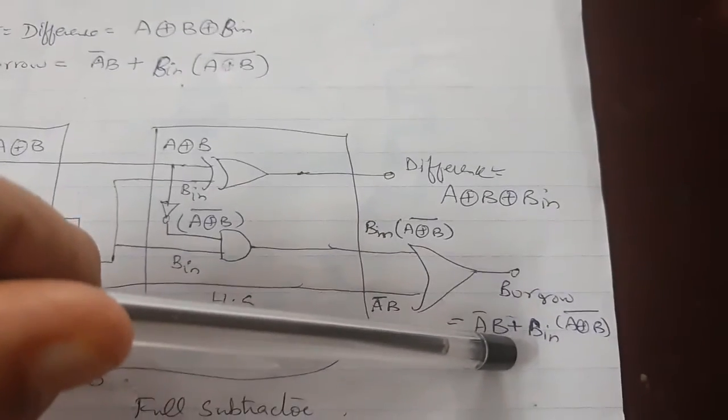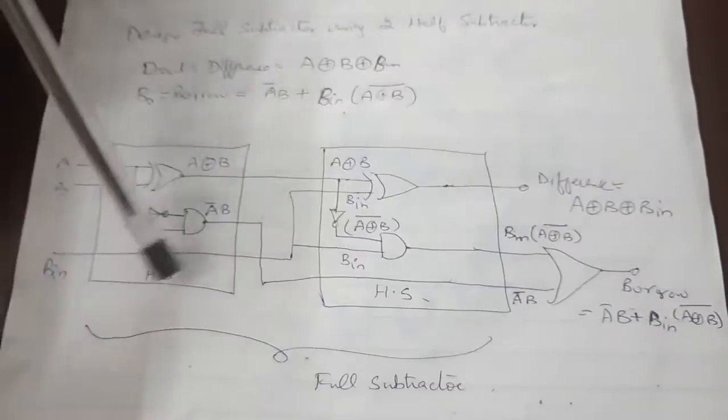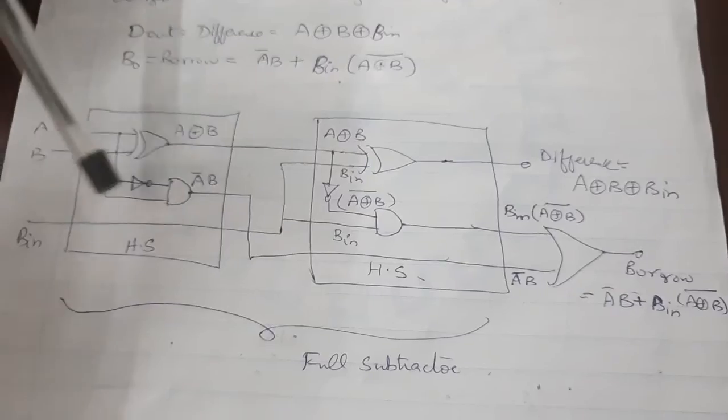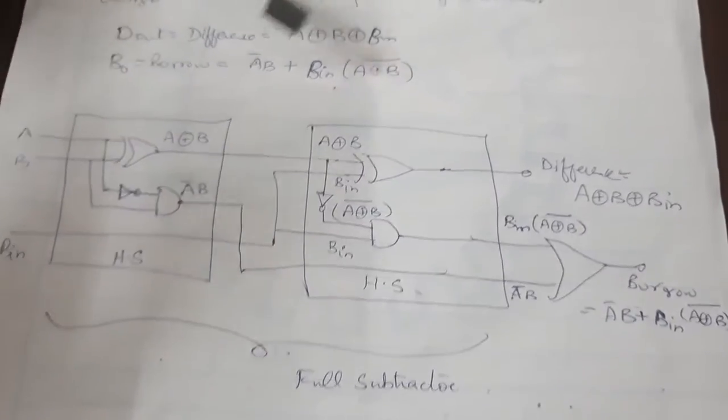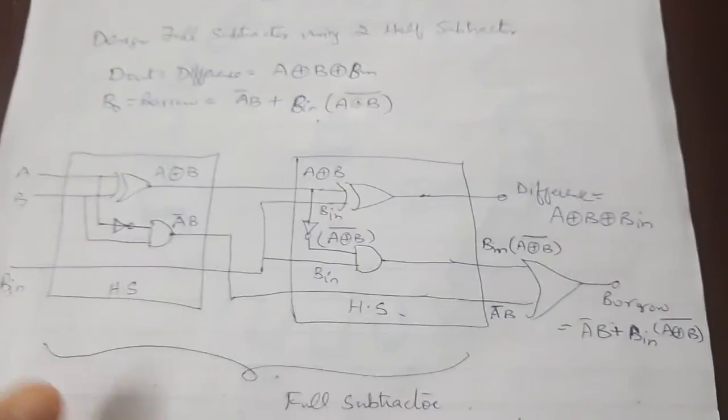That is your borrow. So this is how, by using two half subtractors, we can design the full subtractor circuit. Only one thing: for the extension part, you have to multiply with the necessary gates and do this operation. Thank you.